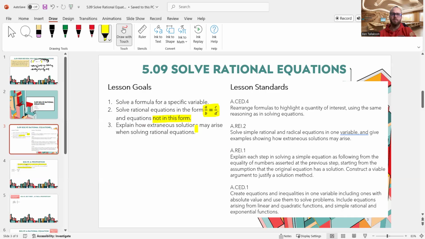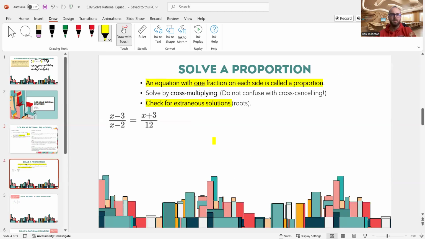Okay. And last but not least, we've talked about this in this class already, but you should know how to explain what extraneous solutions are and why they come up and find them. Okay? So we're going to start by solving a proportion.